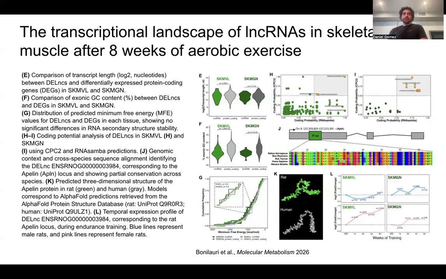Coding potential analysis for del-nix in skeletal muscle vastus lateralis and skeletal muscle GN is shown in H and I, where you see the coding probability from CPC2 and the coding probability from RNAsamba. Okay, so yeah, those two predictions are measured across each other.